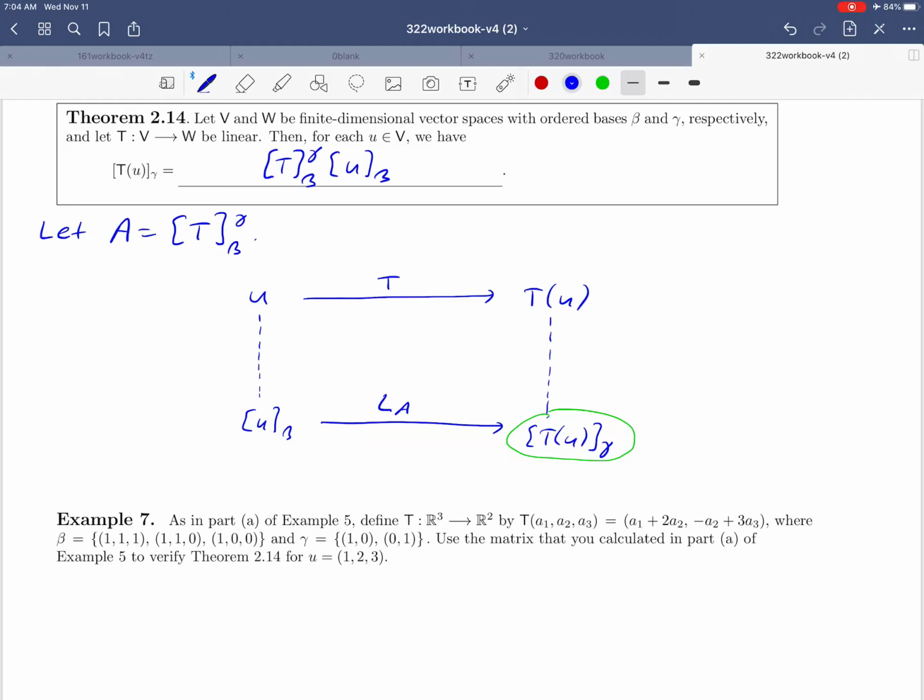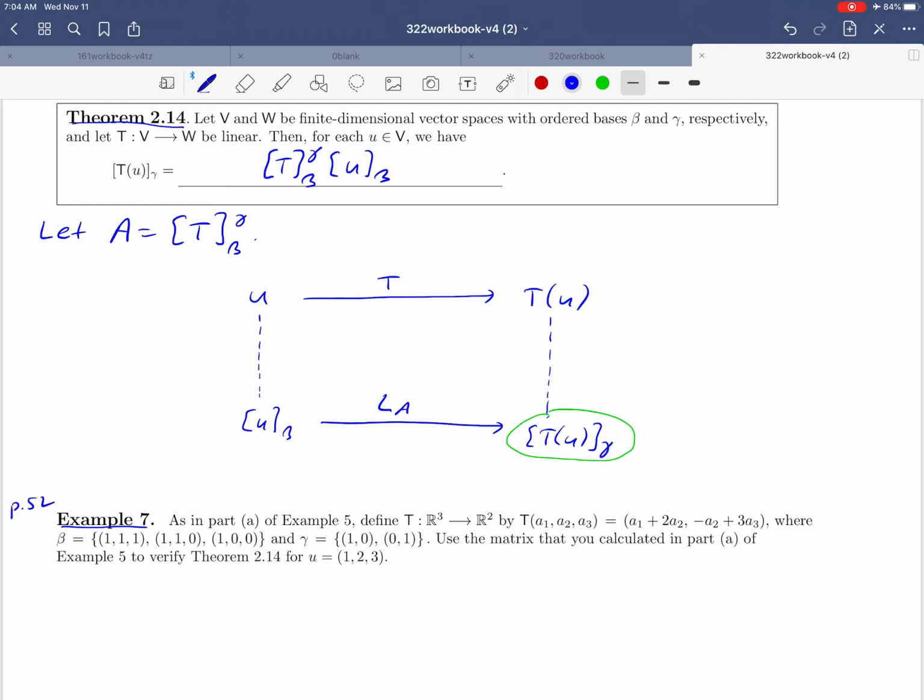Hi everybody, and welcome to example 7. We are still looking at page 52 in the workbook here. This is going to be an example where we try to verify theorem 2.14 in a specific example. Okay, so let's read example 7 together here.